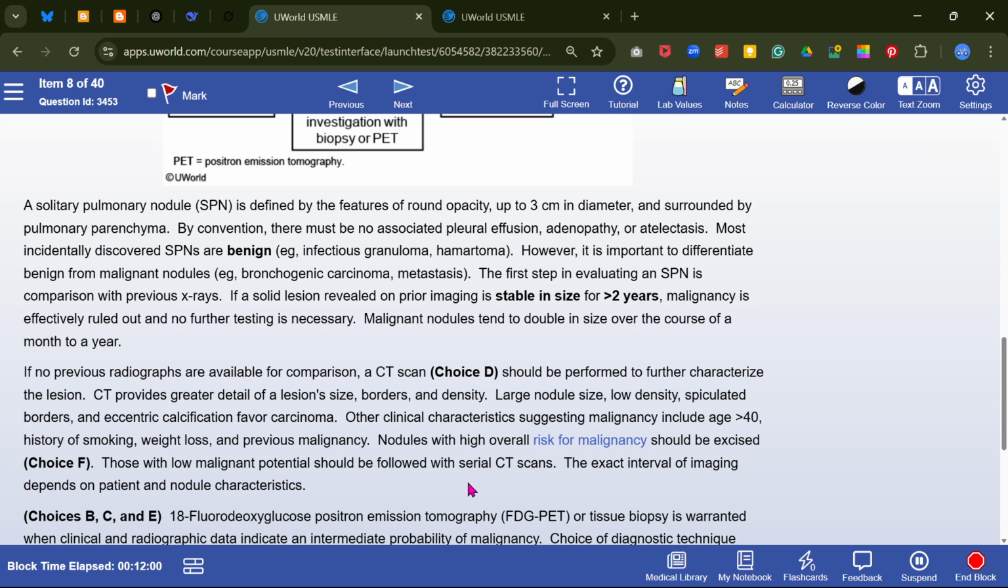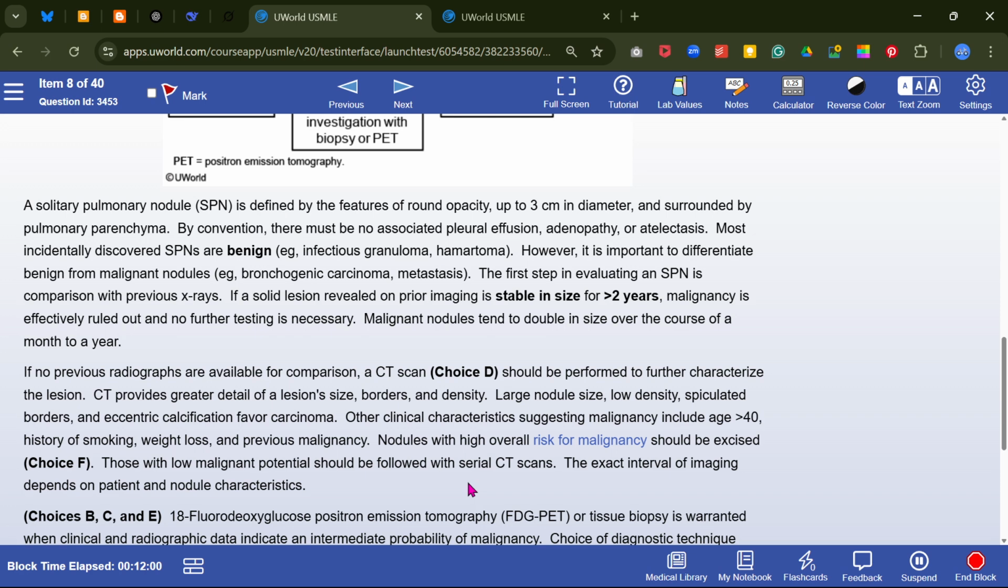The first step in evaluating SPN is comparison with previous X-ray. If a solid lesion revealed on prior imaging is stable in size for more than 2 years, malignancy is effectively ruled out, and no further testing is necessary. Malignant nodules tend to double in size over the course of a month or a year.